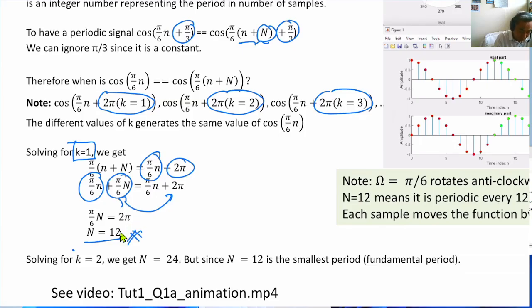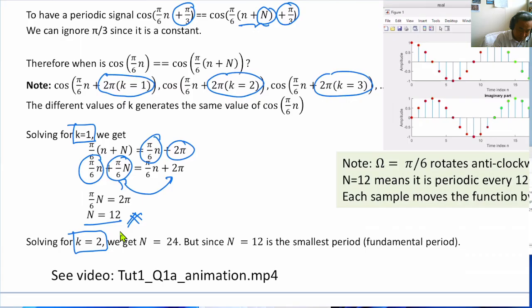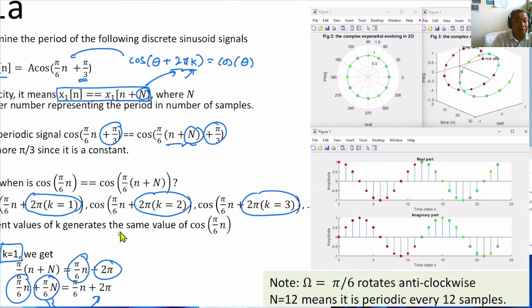If we had used k equals 2, and solved for it, then we get capital N equals 24. But we prefer the smallest period because that is the fundamental period. So this is the answer. Now, we can view this problem in another way.